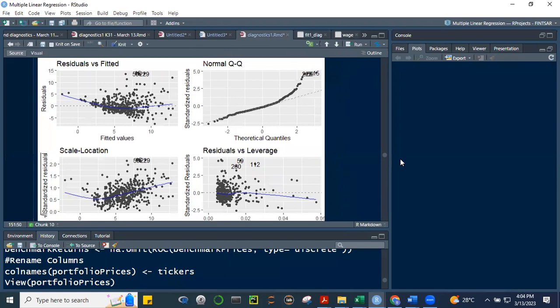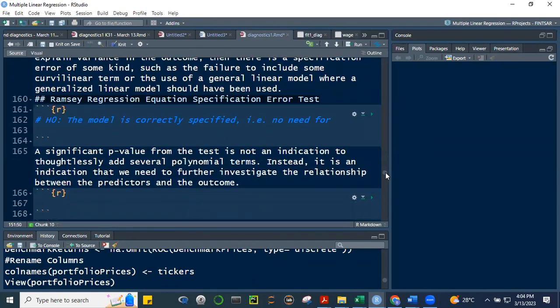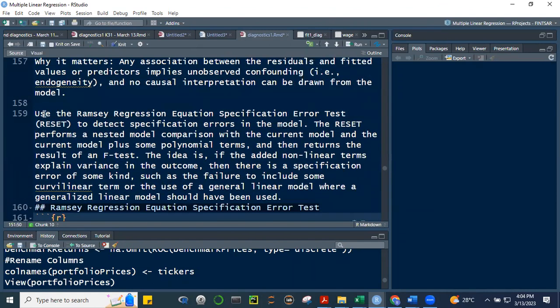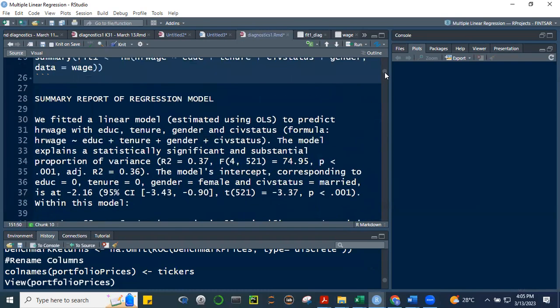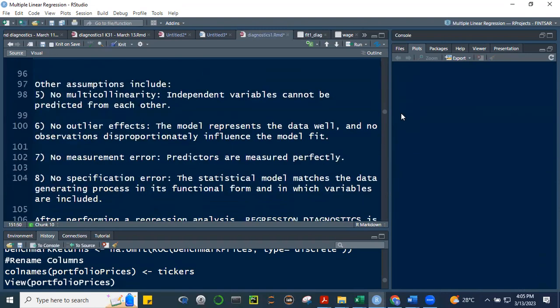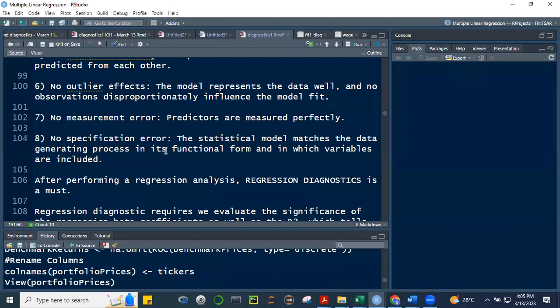All right, so next meeting, we're going to continue with this. Kindly look at the Ramsey regression equation specification error test. This will test whether our model is sufficient, or whether there is a need to put squared values of your X's, because what we did was just to regress our hourly wage on education and tenure. So will a squared value of education be better? Should we now make it hourly wage regressed on education, education squared, education cubed, tenure squared, tenure cubed? We'll discuss that next meeting. That's addressed by the specification of our model, number 8, specification error, or we can call it omitted variable bias.